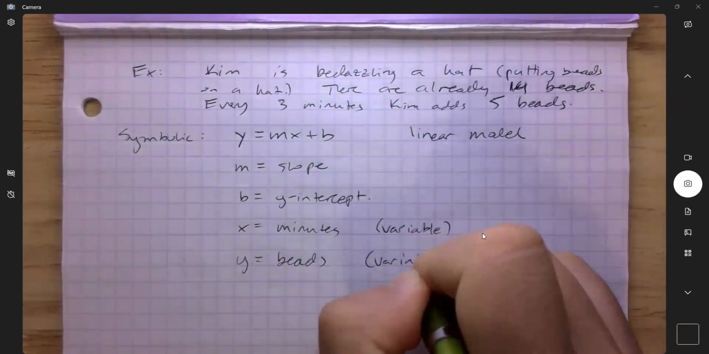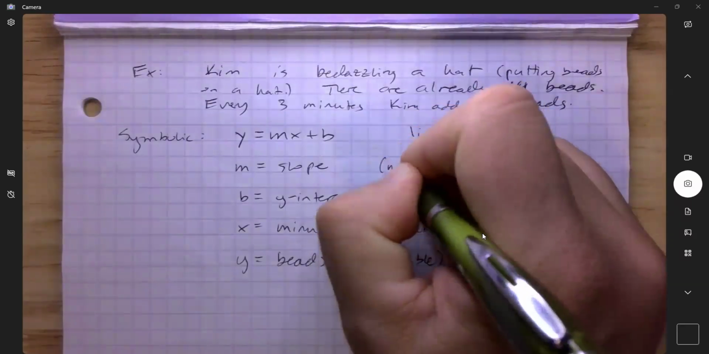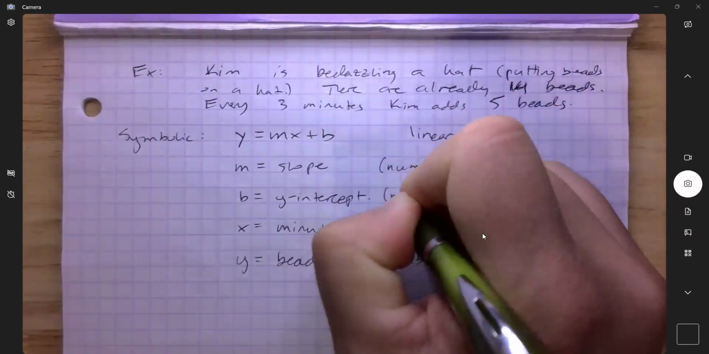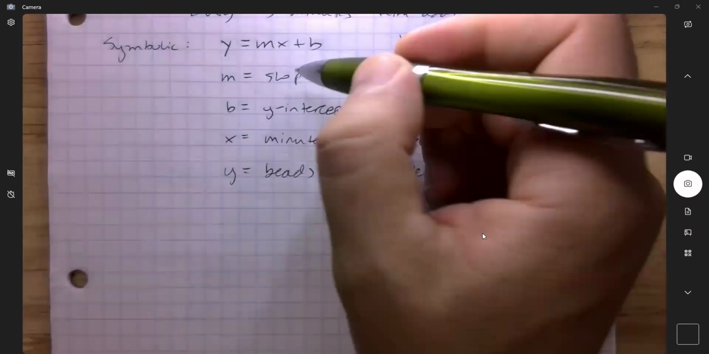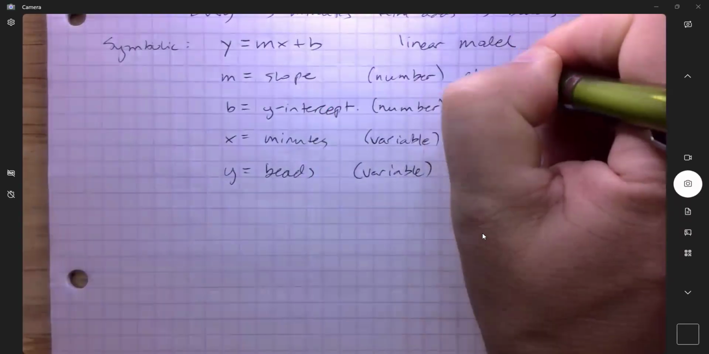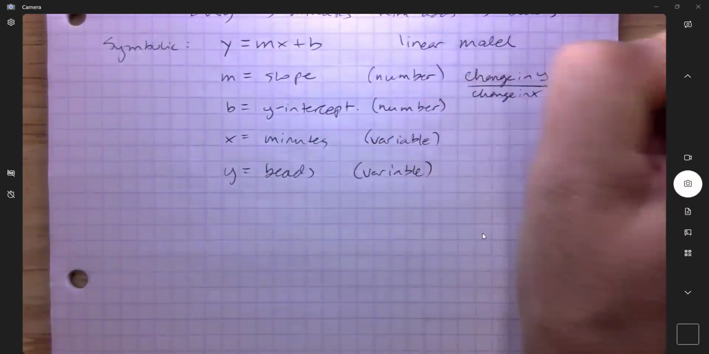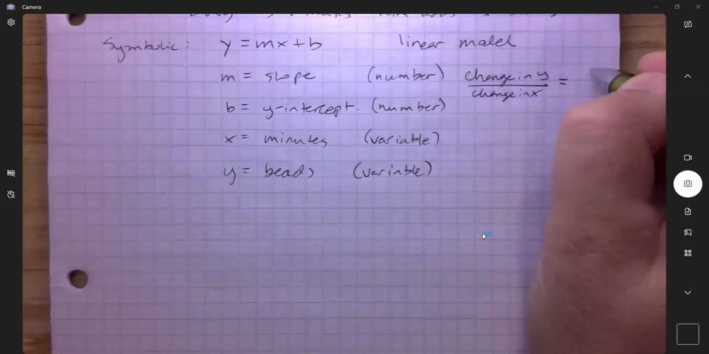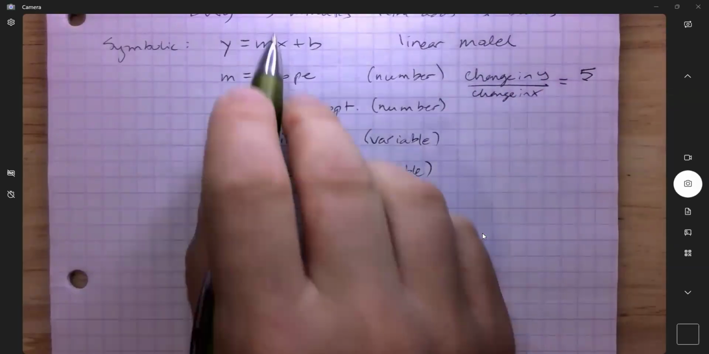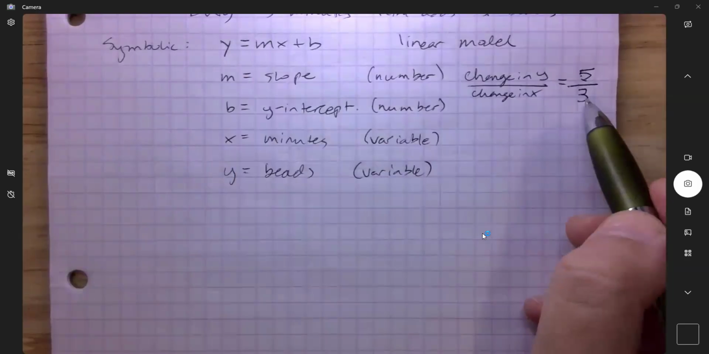It's also a good idea to remind yourself, since there's a lot of letters floating around, that X is a variable and so is Y, because these change, and the slope and the y-intercept, these are numbers, these are not going to change. So if m is the slope, it's the change in y divided by the change in x. So it's the change in the number of beads, 5 beads, divided by the change in the minutes, 3 minutes. The slope is 5 beads every 3 minutes.